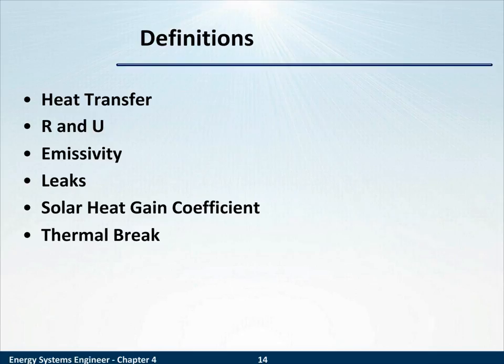Emissivity is technically the ability of a surface to emit heat by radiation. You hear of low E glass. And typically, emissivity is inversely related to reflectivity. But as you hear of low E glass, know now that the E is for emissivity, not for low energy glass. And leaks.